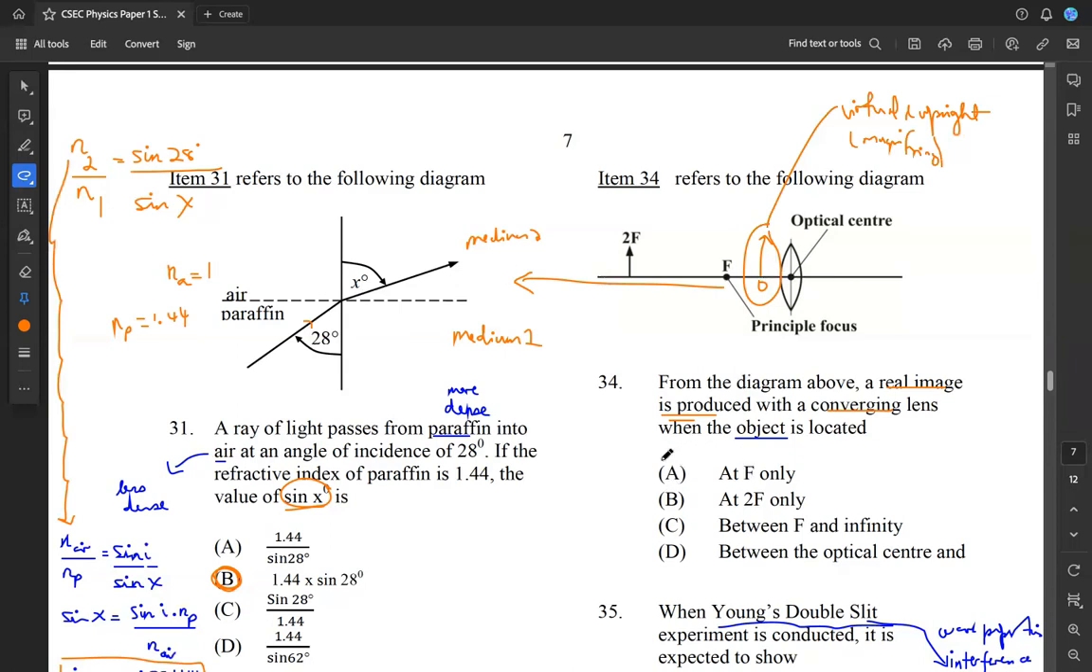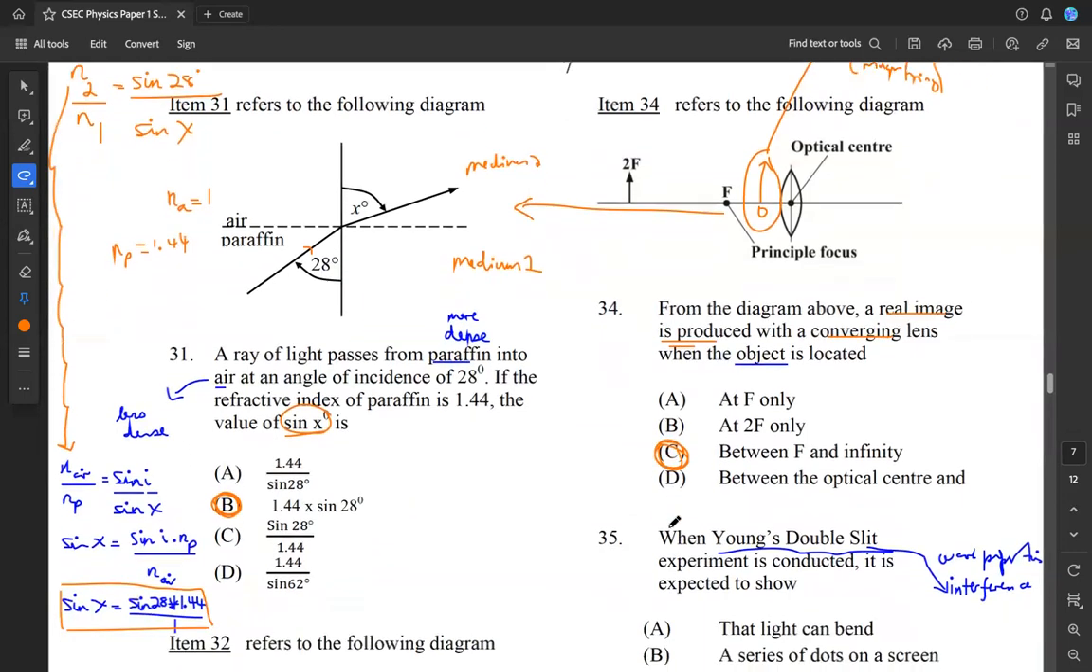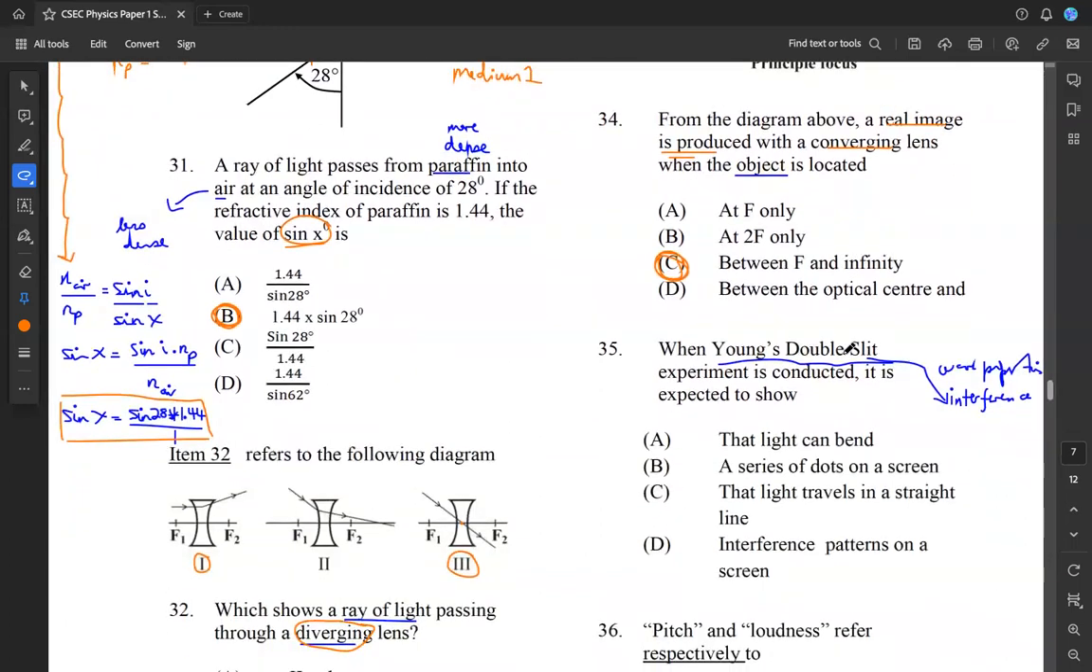So let's see what the answers are here that we have to choose from. It says, when the object is located where will we get a real image? Well, between F and infinity, right? Whenever we are from F to infinity, we're always going to get a real image. The only time we're going to get a virtual image is when we're between F and the optical center, okay? So our answer here is C. Between F and infinity, we always get a real and inverted image from our converging lens, okay? So C for 34.